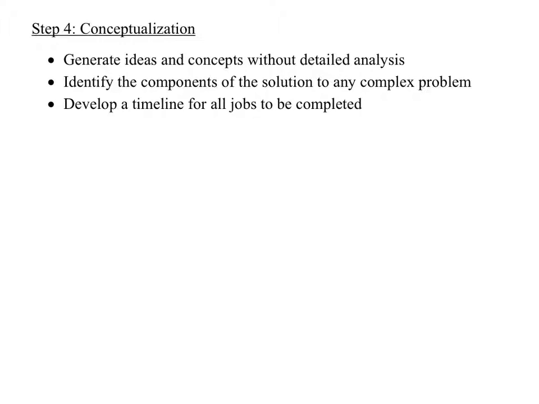So 4, conceptualization. What do we call this when you're in middle school? You call it brainstorming, pretty much, right? Brainstorming: generate ideas and concepts without detailed analysis. So these are your ideas of what you are going to actually have. Is it going to be a rotating object? For example, for the Rube Goldberg, something that slides, something that moves, something that involves friction. There's your conceptualization. Identify the components of the solution.